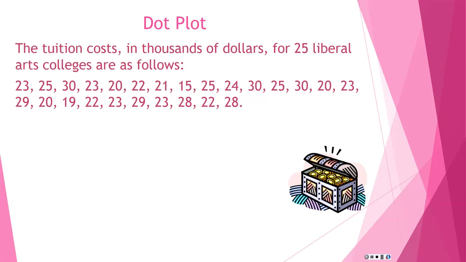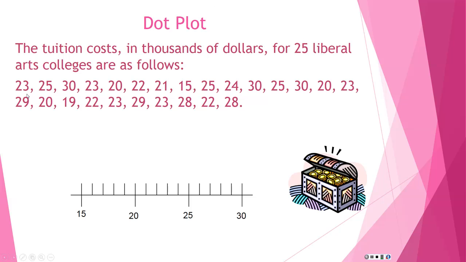So here's what we're going to work with. This is the 2-page handout that I gave you to take notes on. Tuition costs in thousands of dollars for 25 liberal arts colleges is what we have here. What we're going to do is make a dot plot, and it doesn't take too much trouble to see that the smallest data value is 15. And as you skim through these, you'll notice that the largest one appears to be 30.